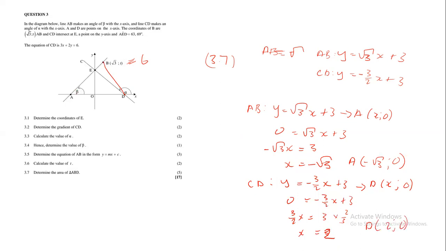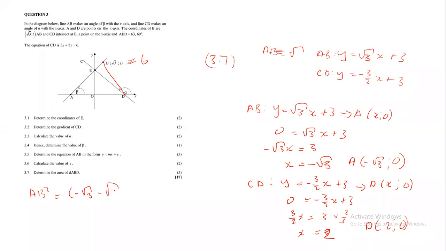Now I know the coordinates of D. I can determine AD. I know the coordinates of A. I can also determine AB. So now, how I'm going to do the distance formula quickly: AB squared is equal to x of A, which we said is negative root 3, minus x of B. X of B in this case is positive root 3.